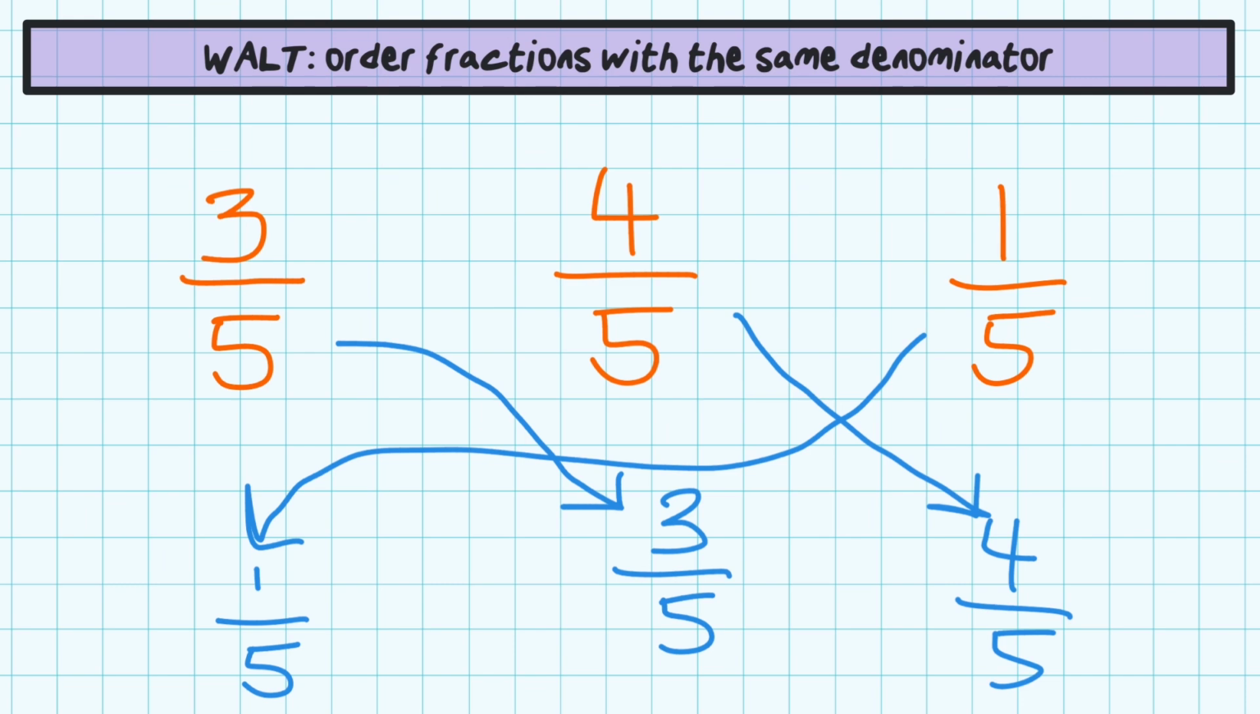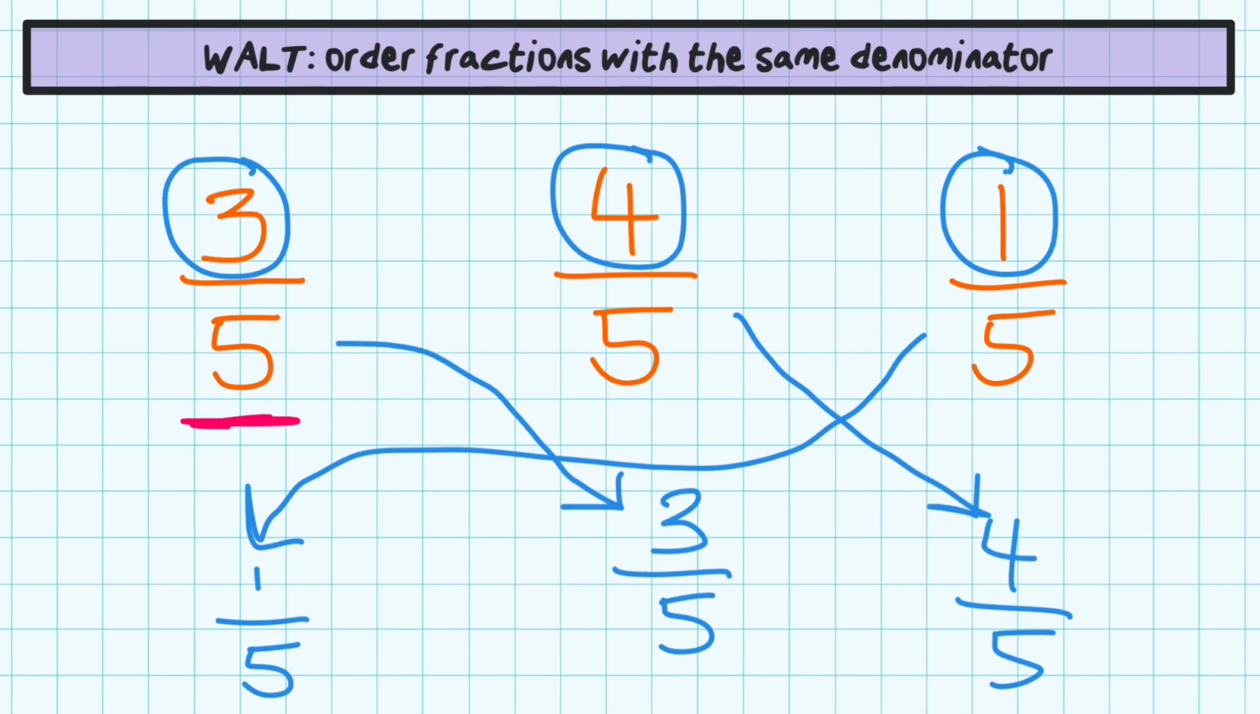So, in a nutshell, look at the number at the top and think which number is the smallest and which number is the biggest. As long as our denominators are the same, this strategy will always work. It makes it a lot easier. And when in doubt, picture that fraction in your head. What does it look like? How many pieces are coloured in?